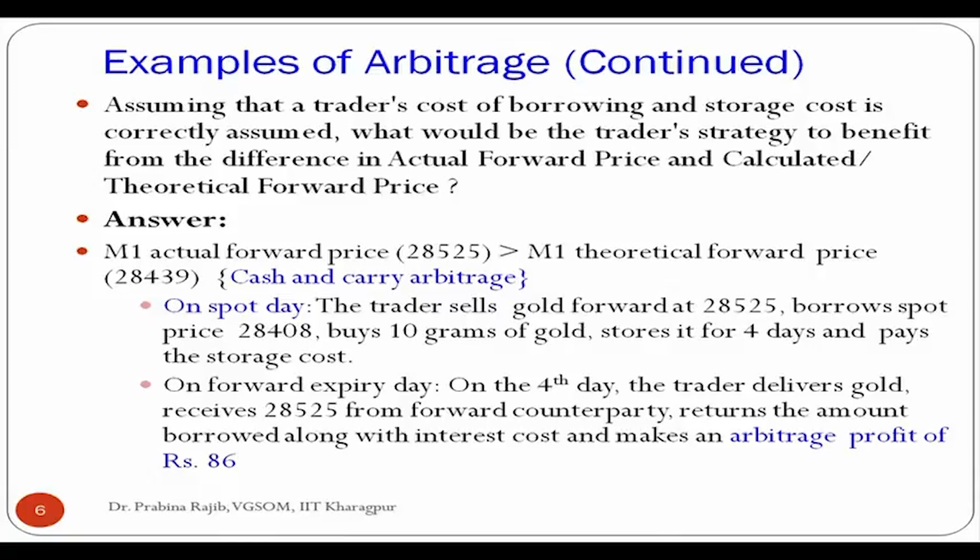So the calculation is given here. On the spot day, the trader borrows 28,408 rupees, buys 10 grams of gold, stores it for 4 days, and pays the storage cost upfront. On the maturity day, simultaneously, the trader also enters into a short forward or short futures contract. Similarly, on the expiry date it undertakes another set of transactions, which leads to an arbitrage profit of 86 rupees.